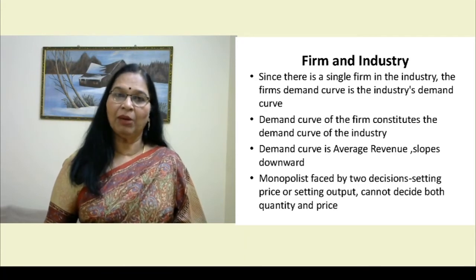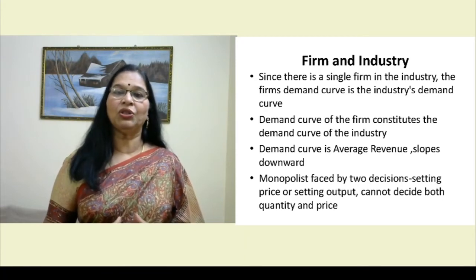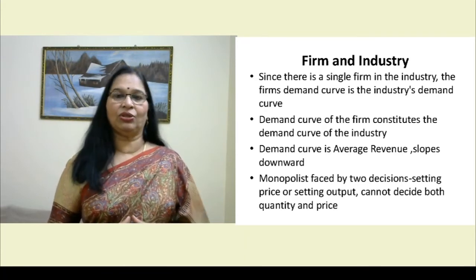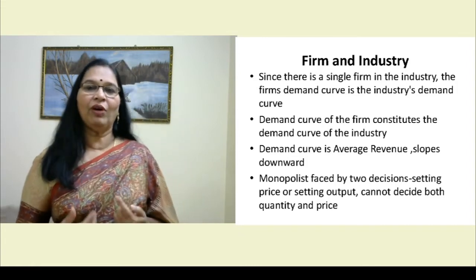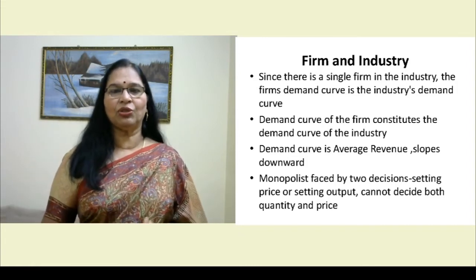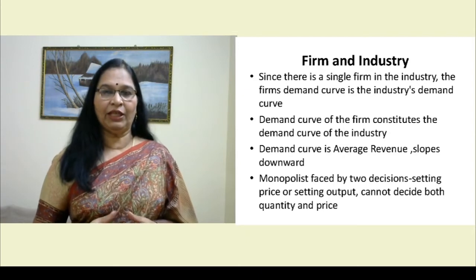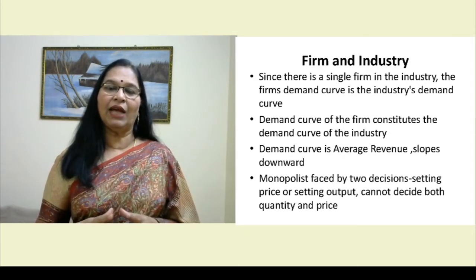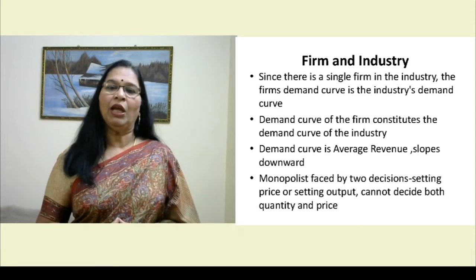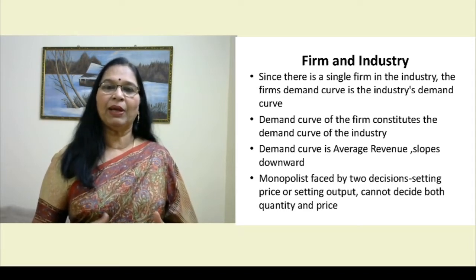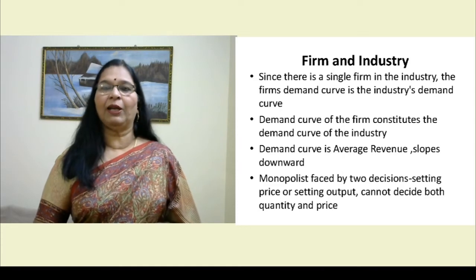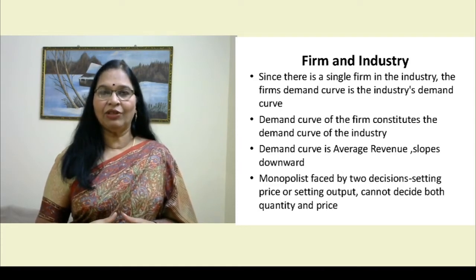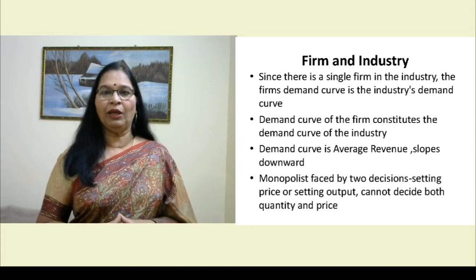Now, what is the demand curve? The demand curve for the firm constitutes the demand curve of the industry. There's only one firm, and that firm also is the industry. So there's only one demand curve for the entire monopolist. And we also find that the demand curve is the average revenue curve for the company, because that is the price at which it sells its produce in the market. And the average revenue curve is a downward sloping curve.